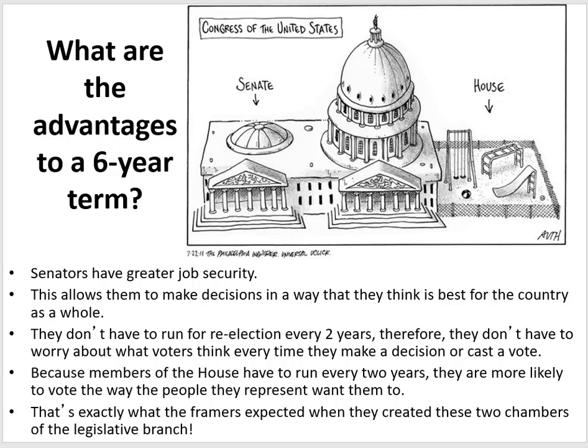So what are the advantages of the 6-year term? I mentioned this already. Job security. It allows them not to think about re-election every 2 years. Because the House of Representatives has to run every 2 years, they're more likely to vote by way of the people they represent. So there's a buffer, as the framers would call it, the theory being that the senators weren't as closely tied to the people, and therefore could make better decisions for the greater good. That's exactly what the framers expected when they put into place these 2 chambers of the legislative branch.